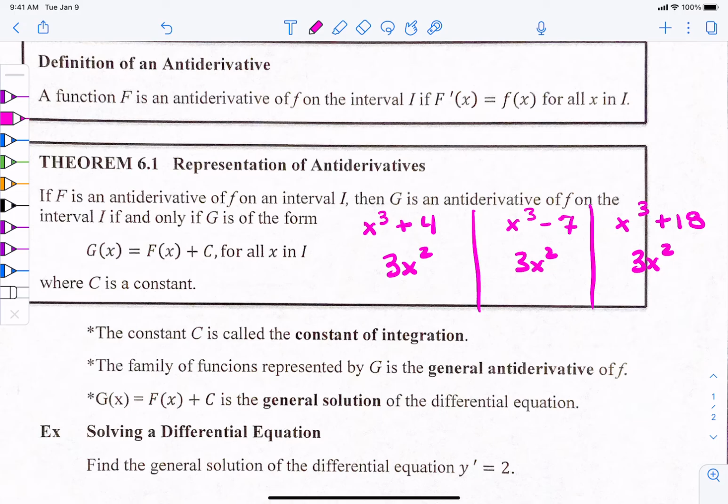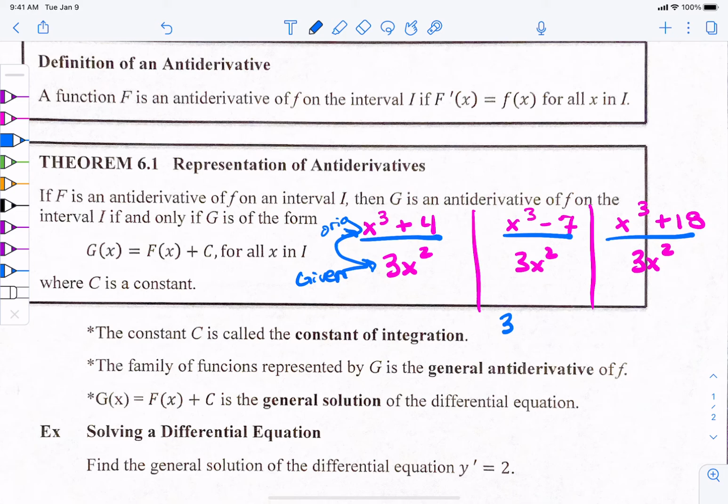Each one of those has the derivative of 3x squared. Now what we're going to start doing is they're going to start giving you this, and they're saying find the antiderivative, which basically gets you back to the original function. They'll say find the antiderivative of 3x squared. All of those are antiderivatives, and the general antiderivative is going to be x to the third power plus c.